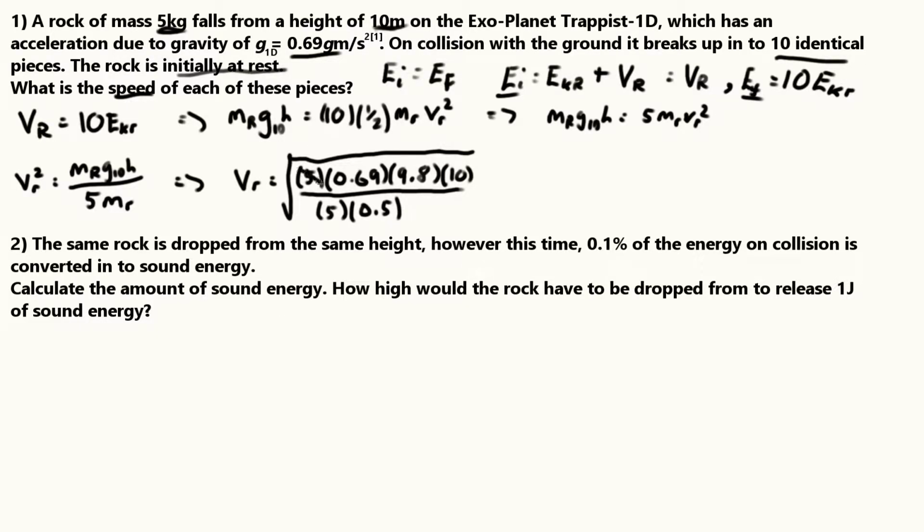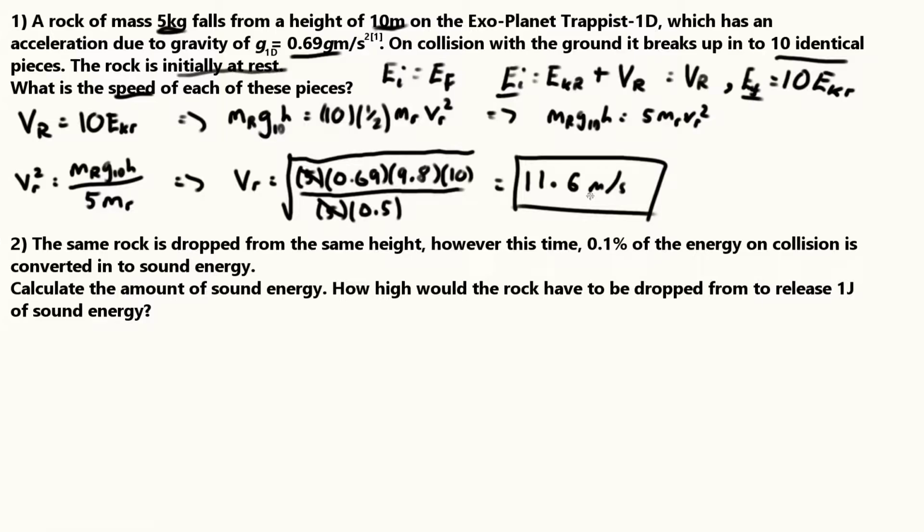I will quickly cancel out these two 5s, and then you can stick the rest into a calculator. And then this will give you a value of 11.6 meters per second. Which means that when a large rock falls from 10 meters on this planet and it weighs 5 kilograms, in fact, if it weighs any weight, then when it breaks up into 10 identical pieces, all of the pieces will have this speed.